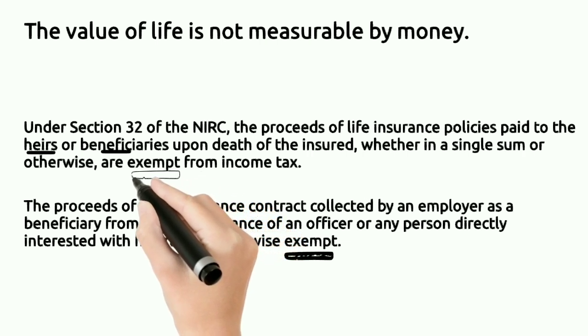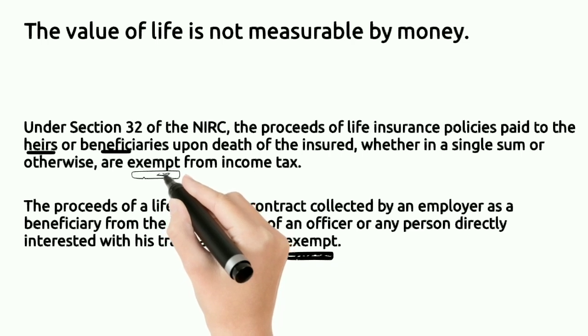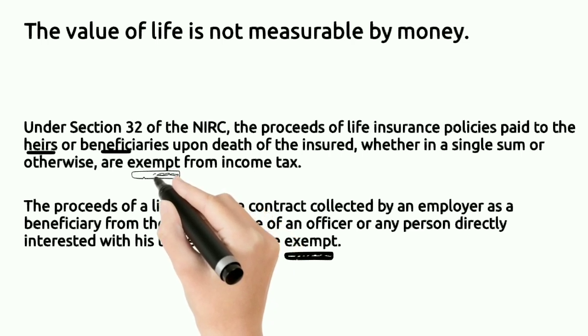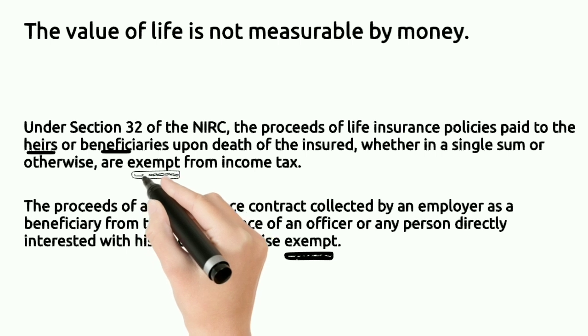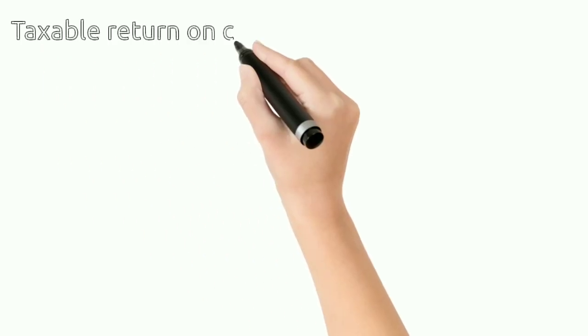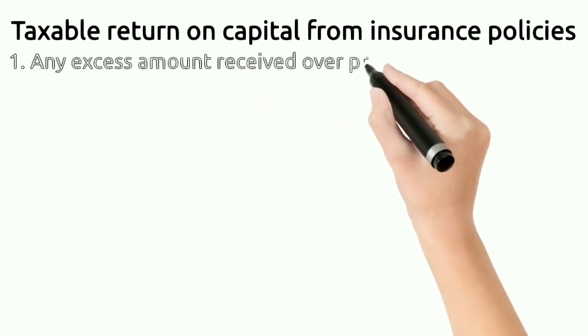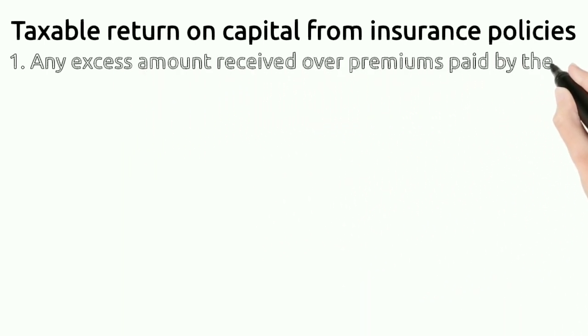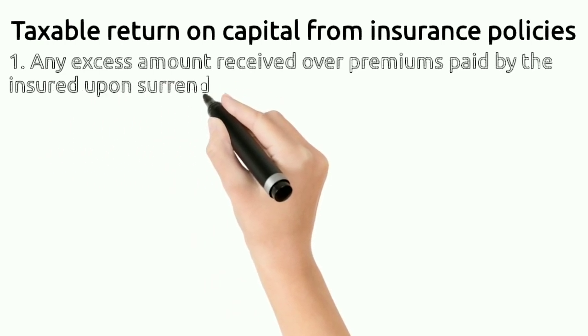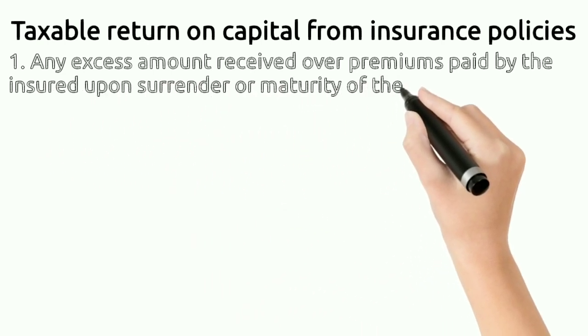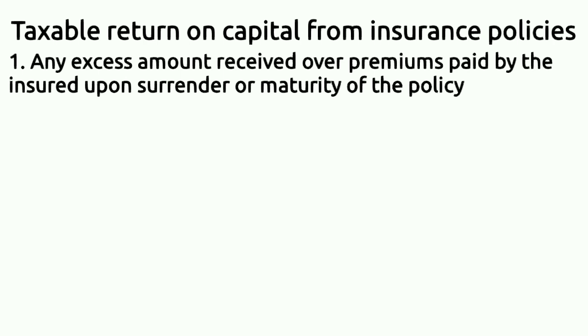Meaning to say, yung mga ililista ko dito ay taxable return on capital. They are not exempt. First is any excess amount received over premiums paid by the insured upon surrender or maturity of the policy. This happens when the insured outlives the policy. For you to understand this easily, I will give you an example.